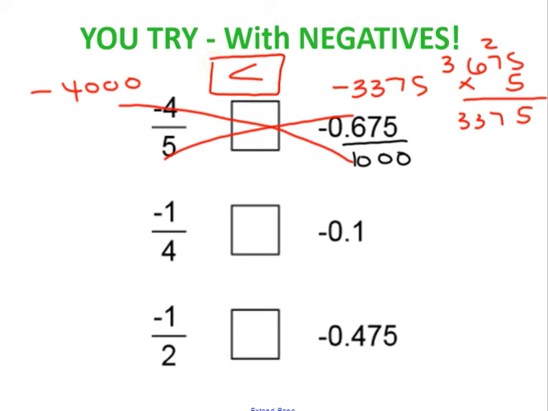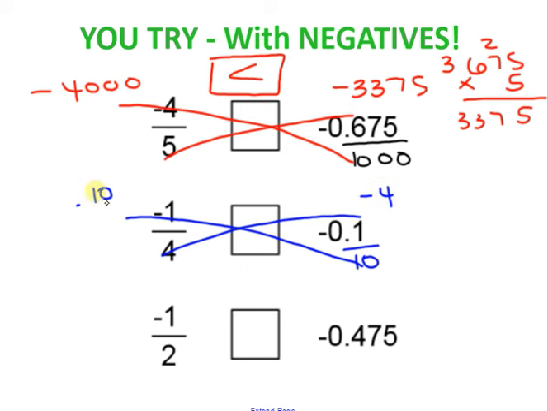All right. So then over here we have negative 1/4 and negative 1/10. So we're going to put that under a 10, and we're going to multiply. 1 times 10 is going to be 10, but it's negative. And then 4 times 1 is going to be 4, but it's negative. So we have negative 10 and negative 4. And negative 10 is farther away from 0, so it is smaller. It's less than.